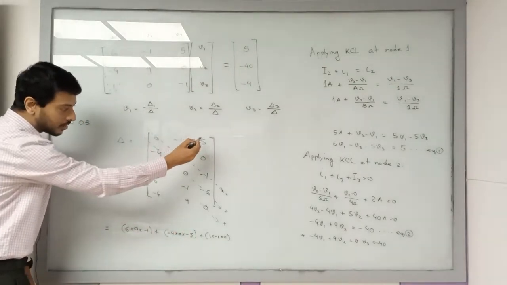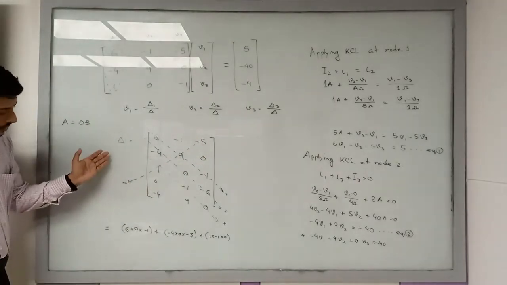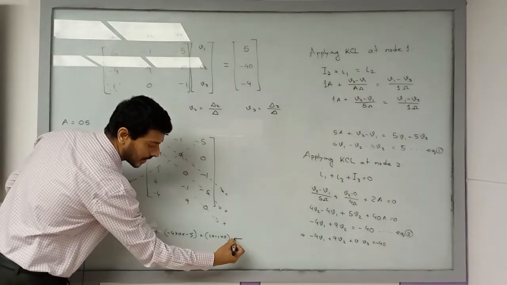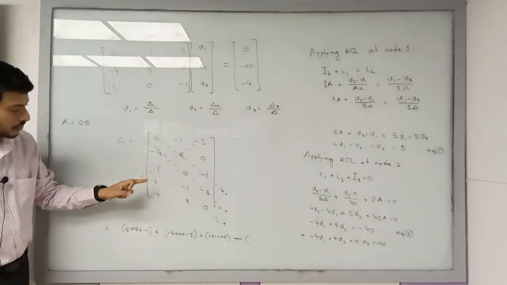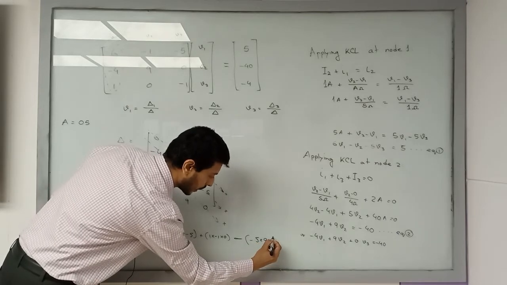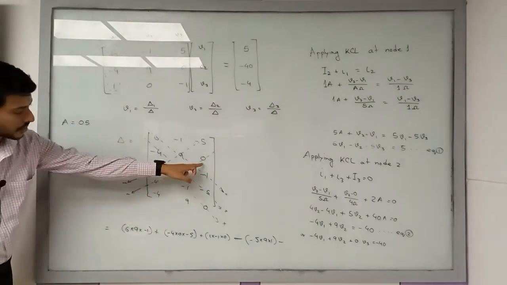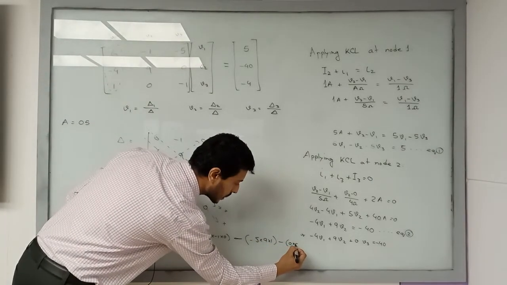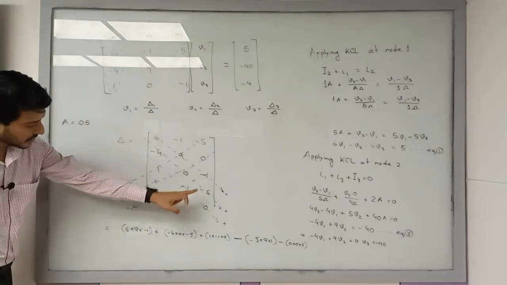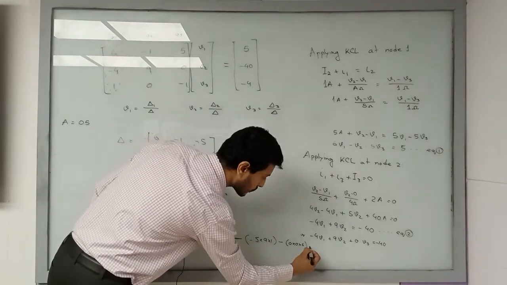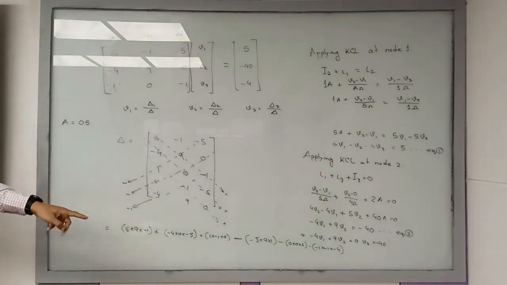Then you have to diagonally cross in this direction as well. So while you are crossing this one, this becomes negative. Okay? So this is why you write negative over here. So minus 5 into 9 into 1. Then again, minus, because while you are cutting this, this is negative. So 0 into 0 into 6. Then again, you have to cut this line. Minus 1 into minus 1 into minus 4. Okay? So this is how you calculate the determinant.